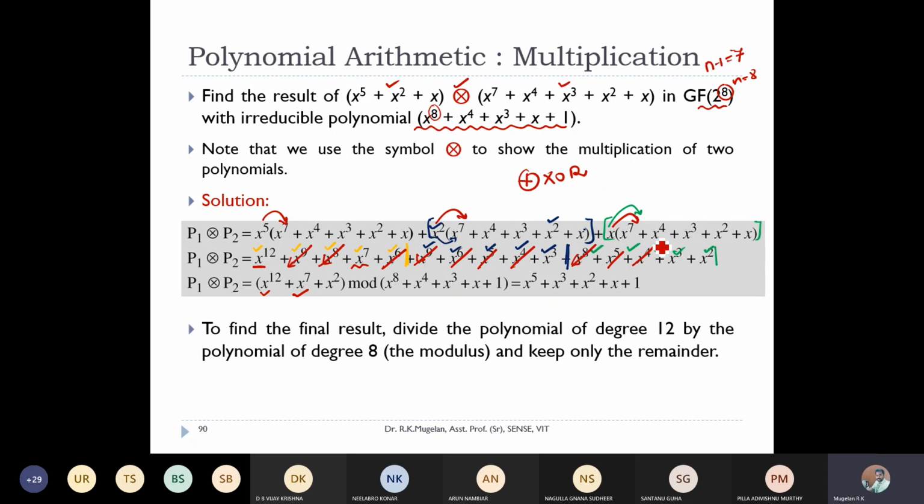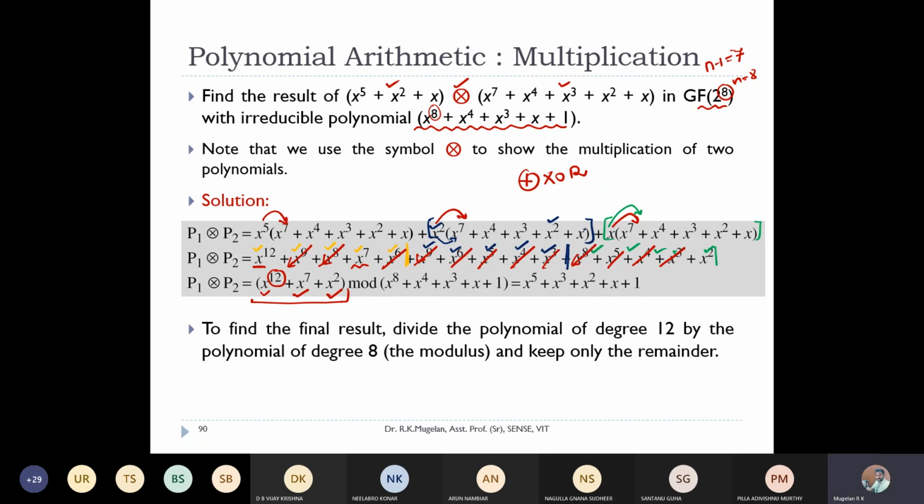At last, we'll be ending up with x square. Okay. Now, see the final resultant value. Here, the highest degree is 12. So, till this step, how many of you are clear with this one? Can you raise your hand? Yeah.